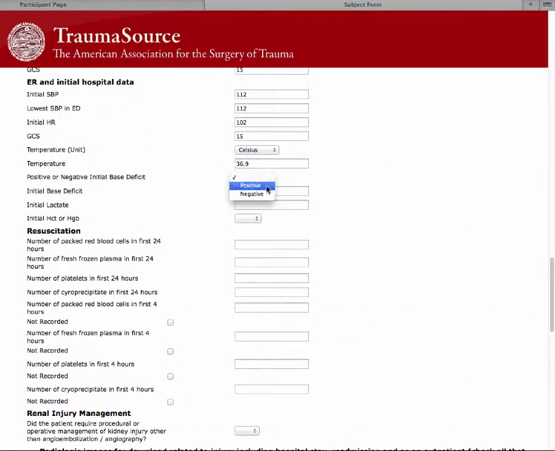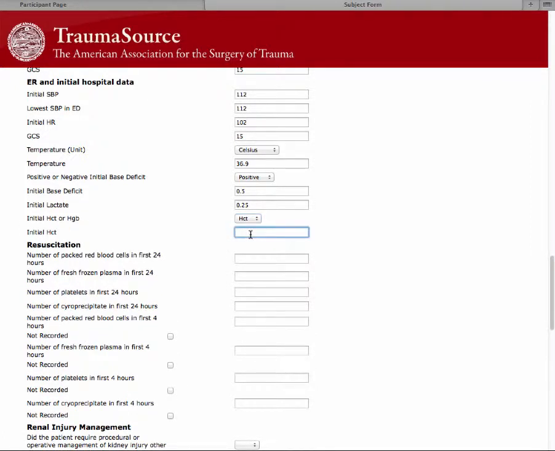Did the patient have a base deficit? This patient did have a base deficit that was done, which was minimal. Lactate also, and we'll say this lactate was also almost undetectable. The initial hematocrit, you can put in hematocrit or hemoglobin. In the emergency department at the draw was 38.2.